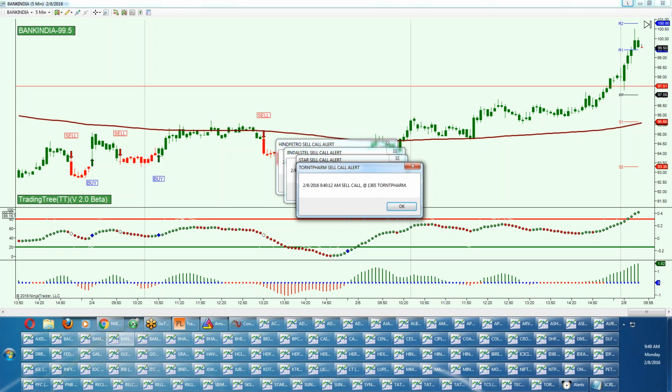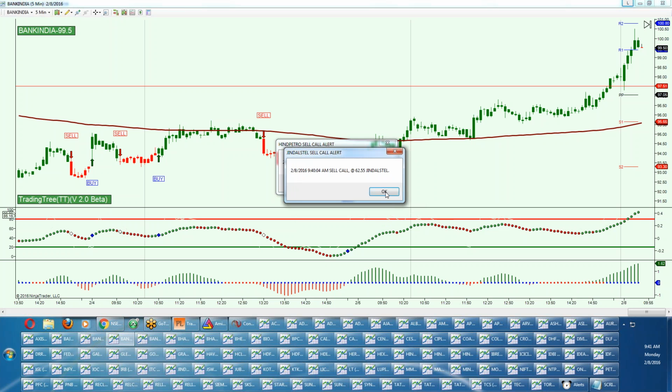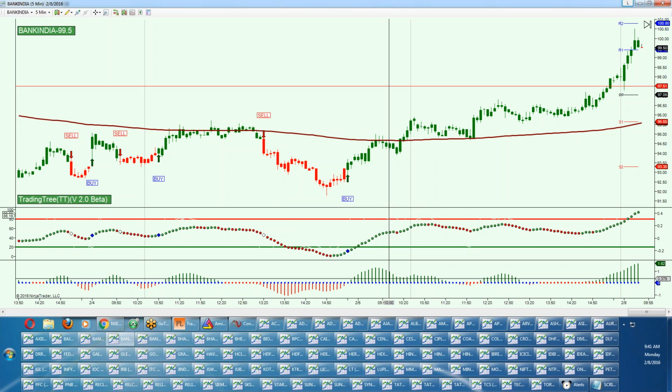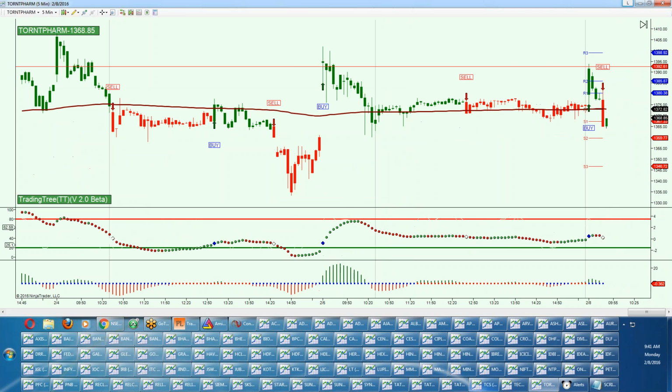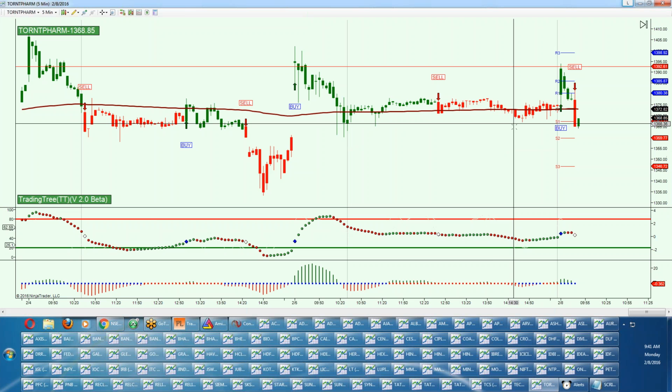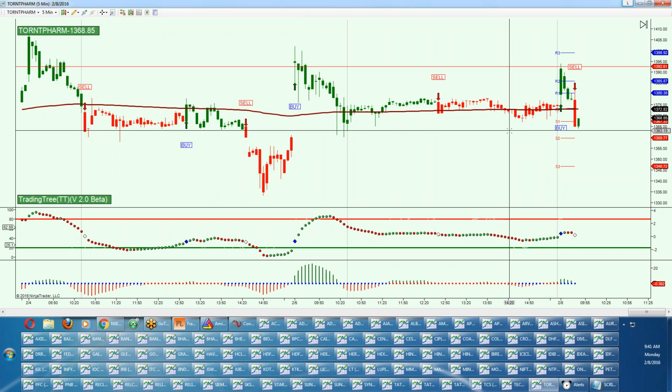So we have some fresh calls. You would have seen that Torrent Pharma, we were talking about getting a sell call. We got it here, and a star. So basically the pharma pack is in red. So now you can short it. You can short it at this price, 1363.